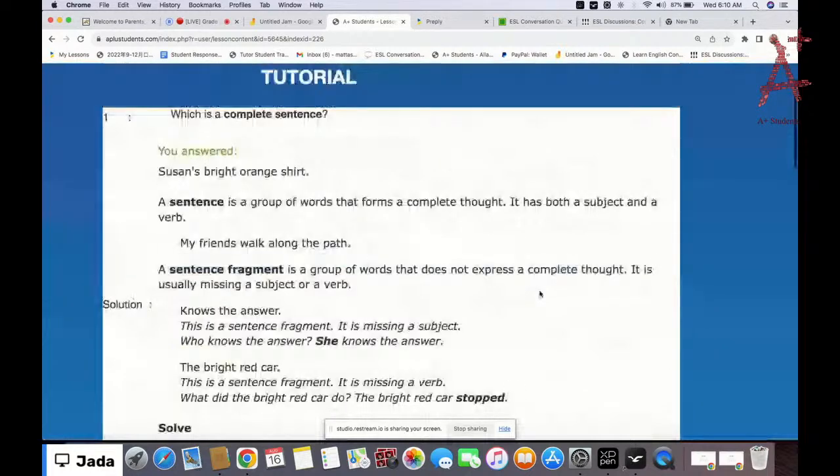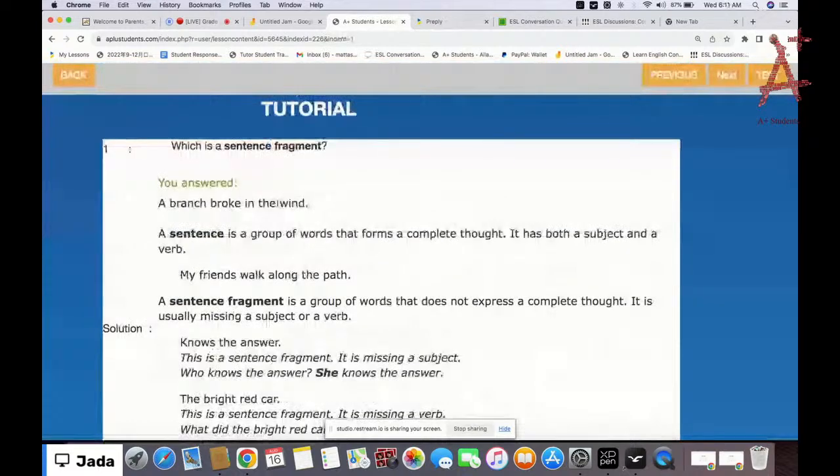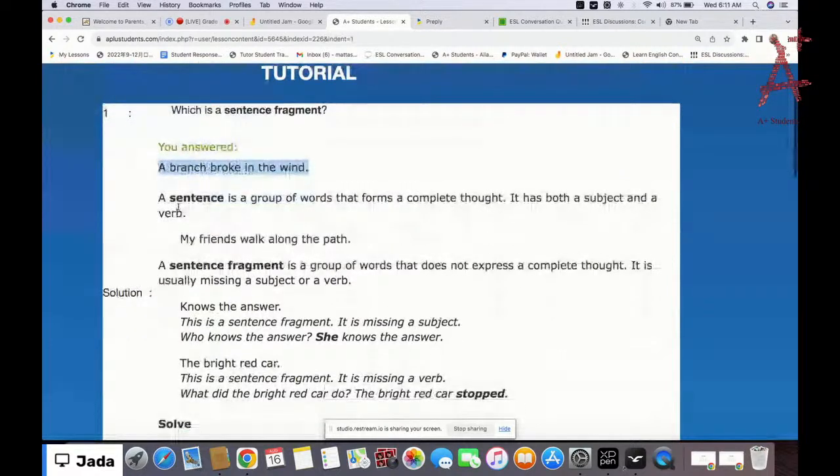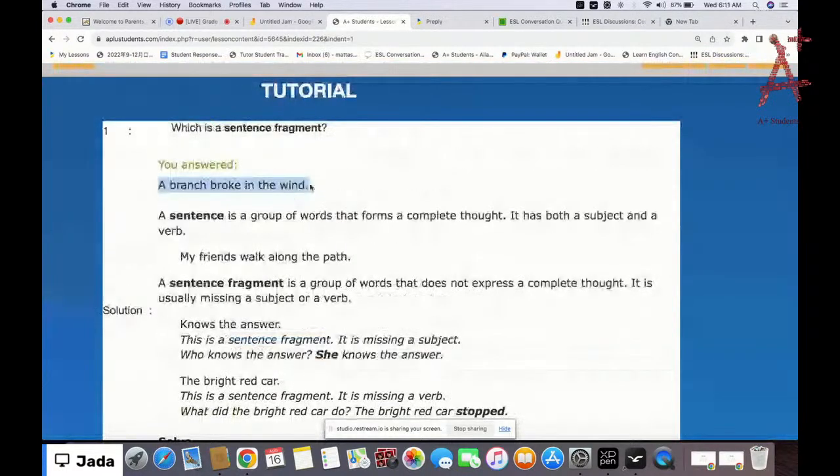Yeah, let's move on to the next and see some more examples. A branch broke in the wind. Is it a sentence fragment? No, it's not a sentence fragment, because it's a complete sentence. You're telling us that a branch from the tree broke during the wind. You see that it's complete and it makes sense. Okay?